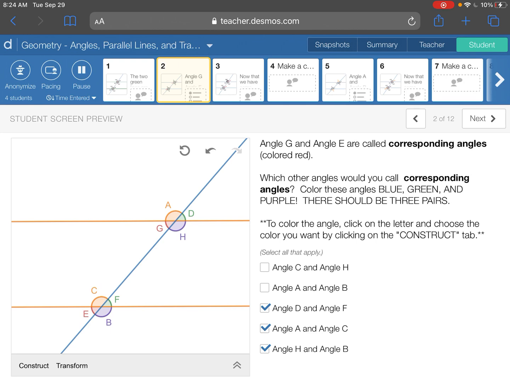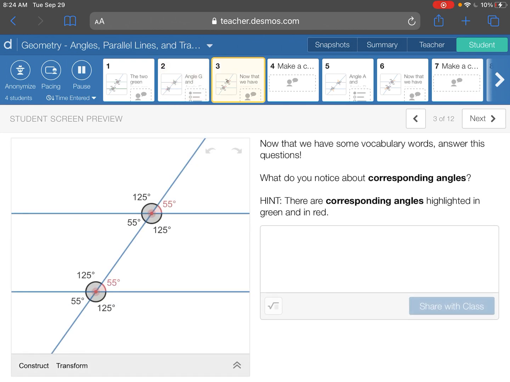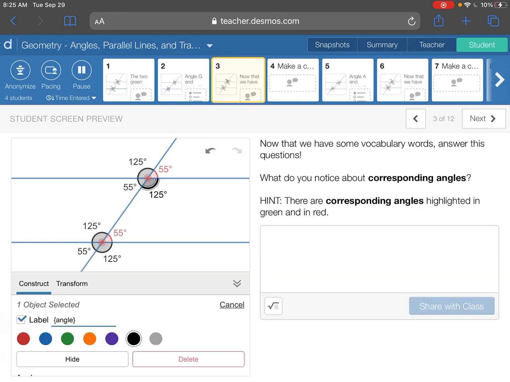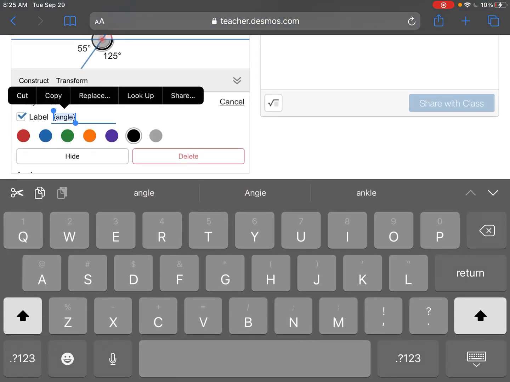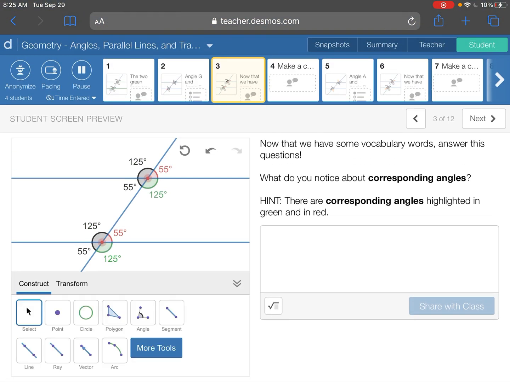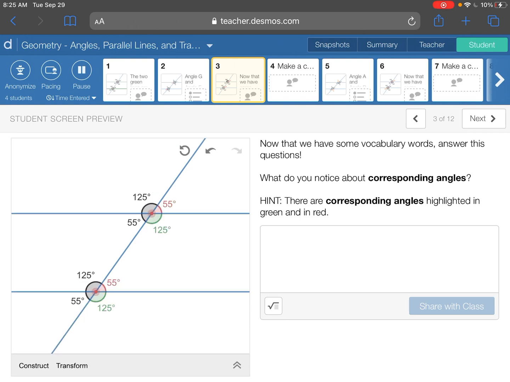Now we're going to come to the next slide and take a look at what you notice about corresponding angles. I have one pair of corresponding angles highlighted in red here. And we'll make this one green. So I've highlighted some corresponding angles here. What do you notice about these corresponding angles? The answer should be, you should notice that they are congruent.